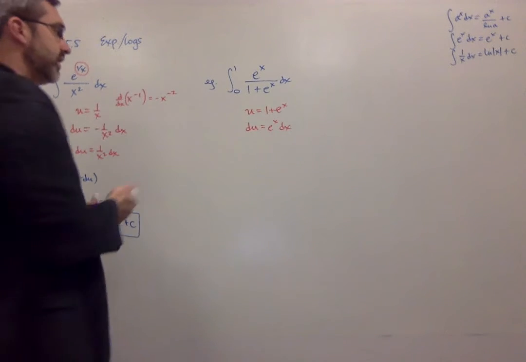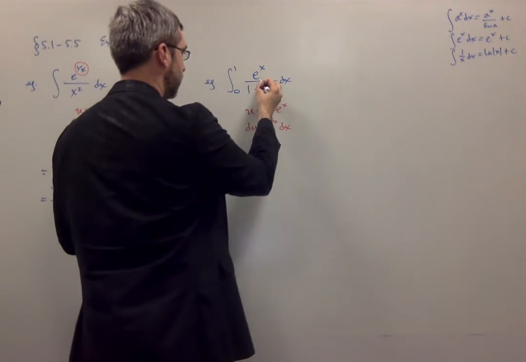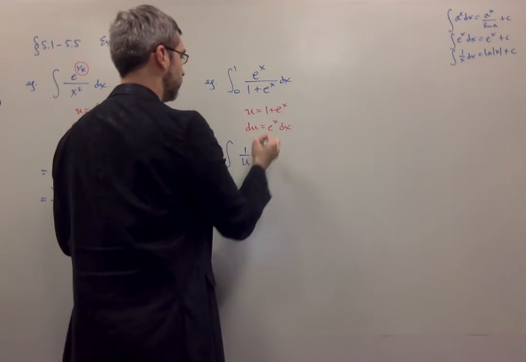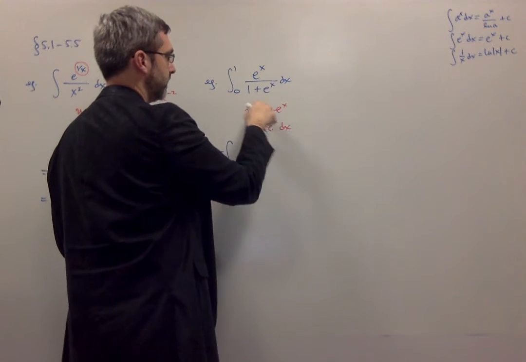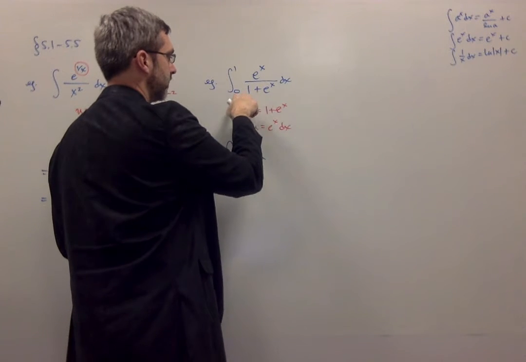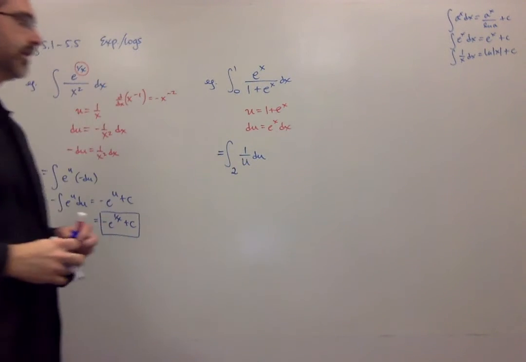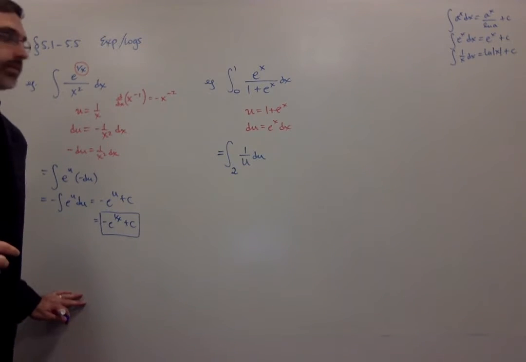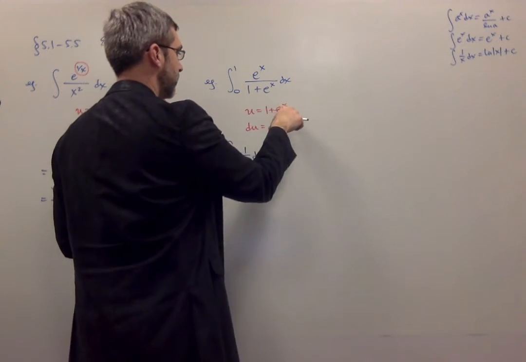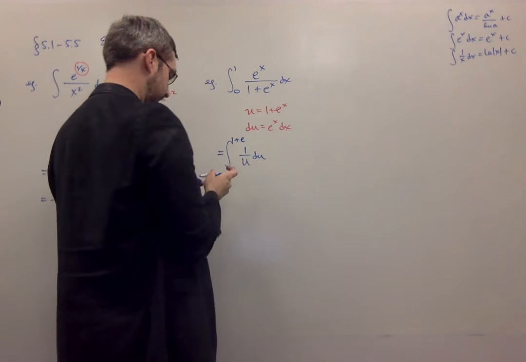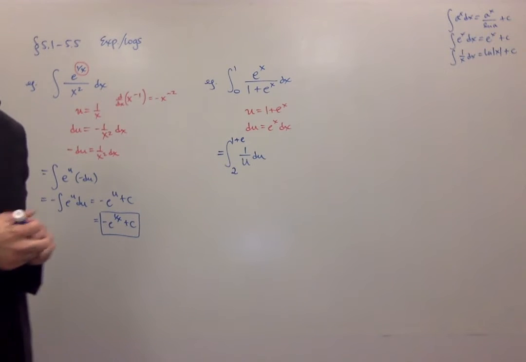Now the reason I want to do this problem is I want us to remember how to do this when we have a definite integral. So I'm going to get 1 over u, the e to the x dx becomes the du, and I'm going to substitute in when x is 0, e to the 0 is 1, u is going to be 2 there. Again, when x is 0, e to the 0 is 1, so I get 2 there, and when x is 1, I get 1 plus e here. So now I don't have to go back to x's. I've substituted everything.